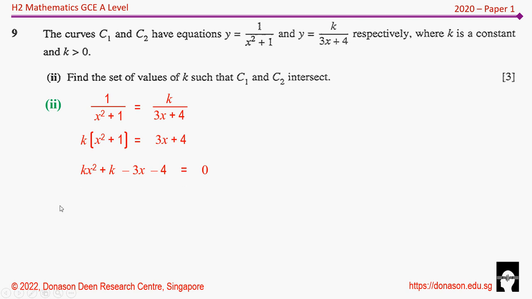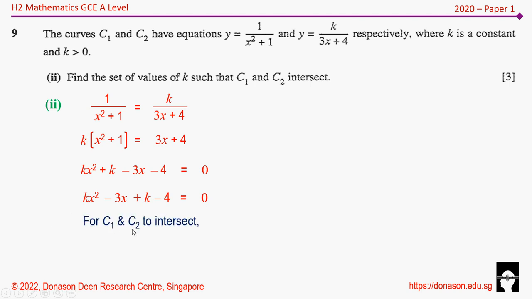So let's arrange this into a proper quadratic equation, in descending powers of x. So kx squared is written first, followed by minus 3x. And then we have the k and the minus 4. They are both constants, so I am writing them together. k minus 4 is equal to 0.